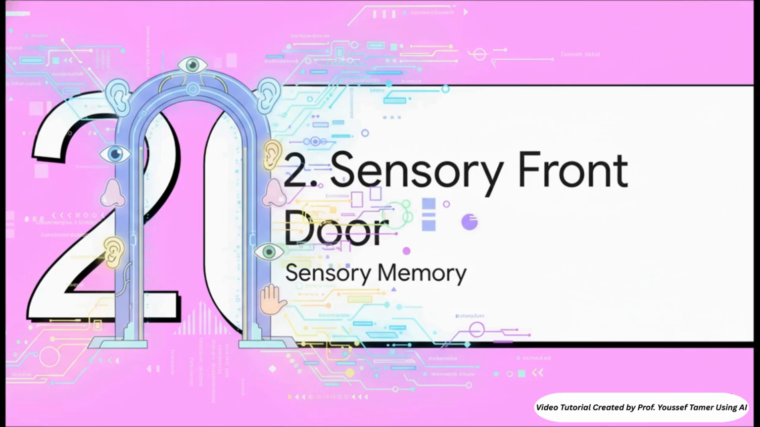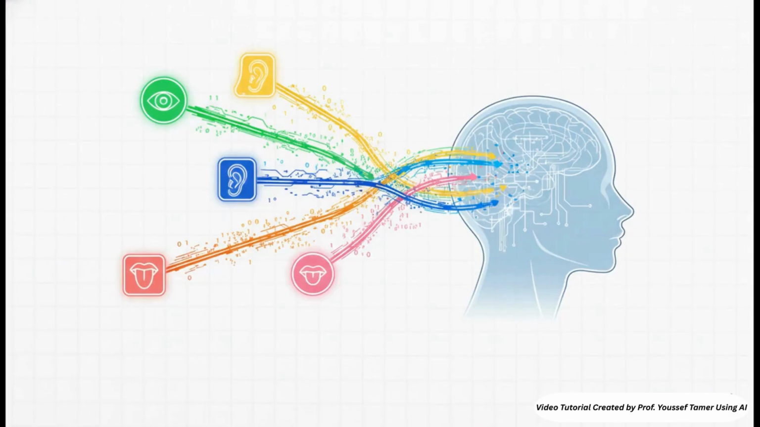It begins right here, at what we can call the sensory front door. Researchers call it sensory memory, and it's the first point of contact for everything from the outside world. You can think of this as all of your computer's input devices running at the exact same time. Your eyes are the camera, your ears are the microphone, your skin is the touchscreen. It is constantly, and I mean constantly, gathering raw data from everything you see, hear, and feel.